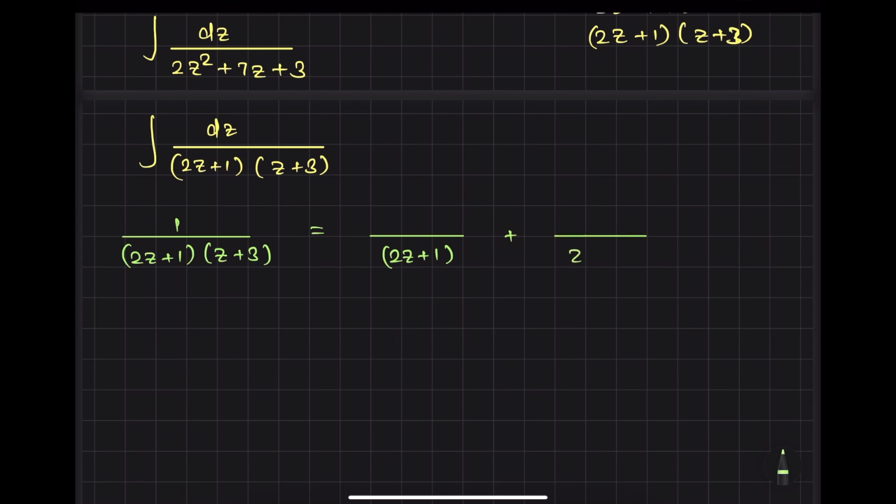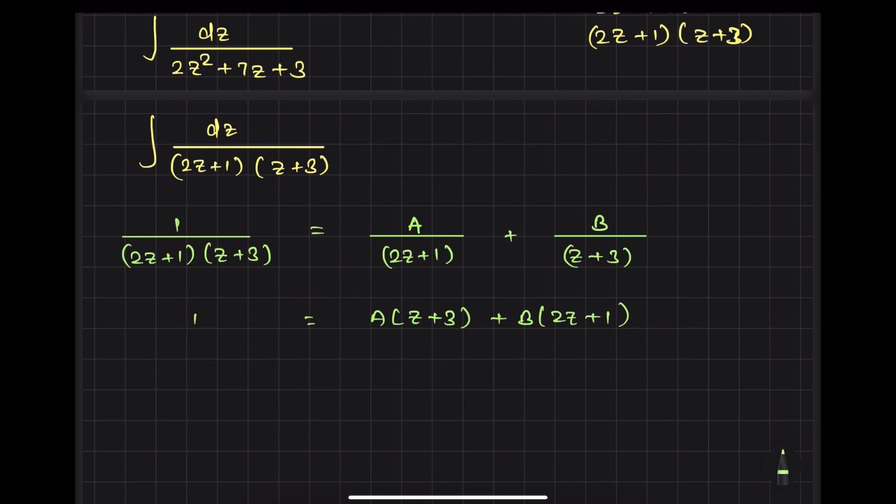Now we will be writing the second bracket, that is z plus 3. We will start writing power from 1, and we will write till this power, the power is 1 only, okay? So we have to stop here. Now inside the bracket, we have linear, so we will be writing constant a. Inside the other bracket it is linear, so we will be writing constant b. Now we have to find out the values of these constants a and b. So it is a times z plus 3, plus b times 2z plus 1.